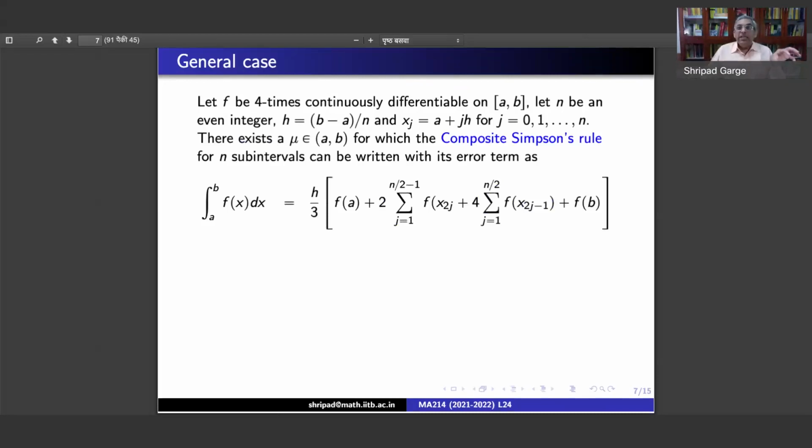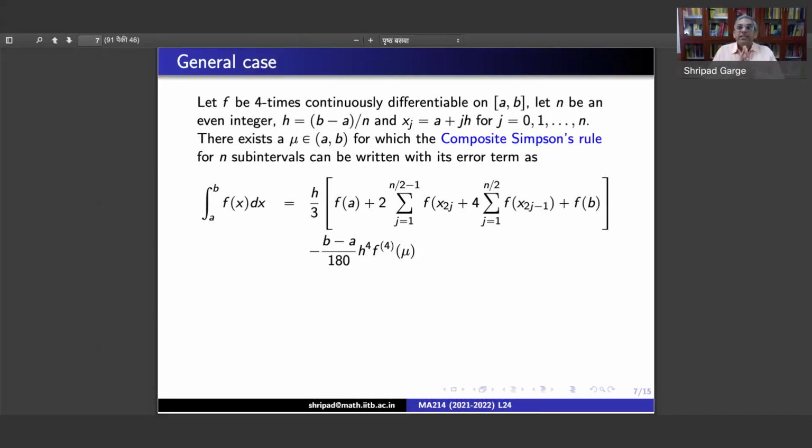FA and FB, as we see, are coming with multiplicity 1. F of x2j, all the remaining ones, j equal to 1 to n by 2 minus 1, are all going to come with multiplicity 2, and all the remaining nodes, which are the odd numbered nodes, are coming with multiplicity 4. And then there is an error term, which is (b minus a) upon 180 into h power 4, the fourth derivative of the function applied to mu.